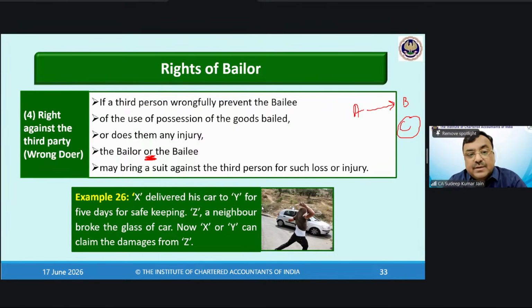See the example. X delivered his car to Y for 5 days for safekeeping. Z, a neighbor, broke the glass of the car. Now X or Y can claim the damages from anyone, bailor or bailee. X delivered the car to Y for 5 days, but a neighbor broke the glass of the car by hitting a stone. So in this case, either X or Y can claim the damages from Z, but the damages are to be given only to the bailor because the ownership is with the bailor. So this right we will also discuss in case of rights of bailee.